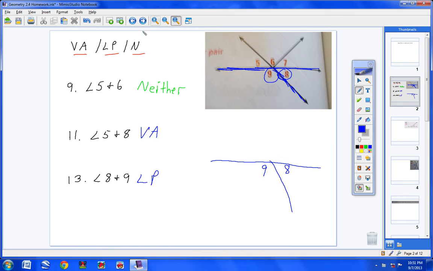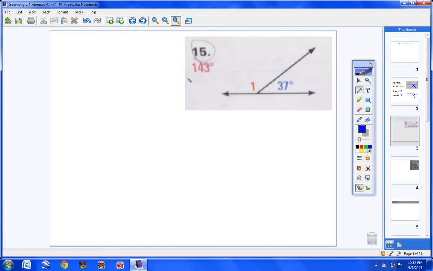Okay, let's move on to number 15. Now, in number 15, they want us to find the measurement of angle 1. And I know I have the answer right here, and I don't care. I used to bleep that out. I used to go like this and then put a circle and a circle on it. I don't do that anymore. You're going to see the answer anyways. And if you just copy answers down, you're hurting yourself.